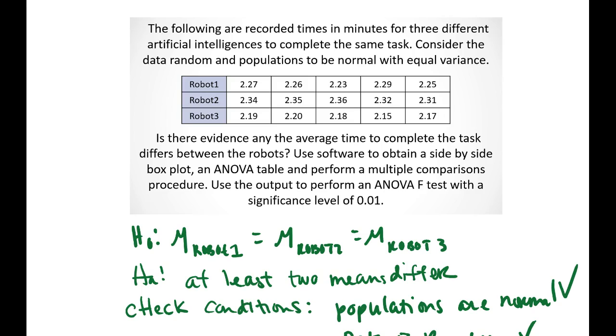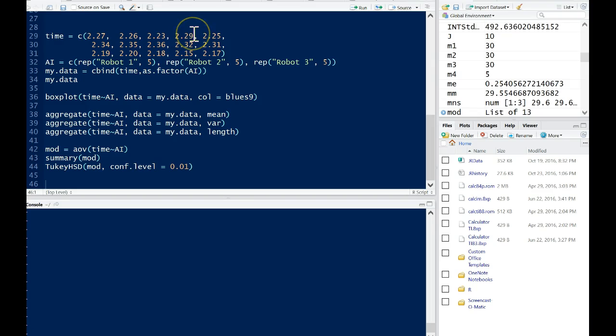So let's go ahead and go over to RStudio. The first thing we need to do is run the times in. So this is our time vector. This is our response variable. Time is equal to 2.27 for the first robot. It's first observation, second, third, fourth, fifth. For the second robot, it's 2.34 is their first observation, second, third, fourth, fifth, and so on.